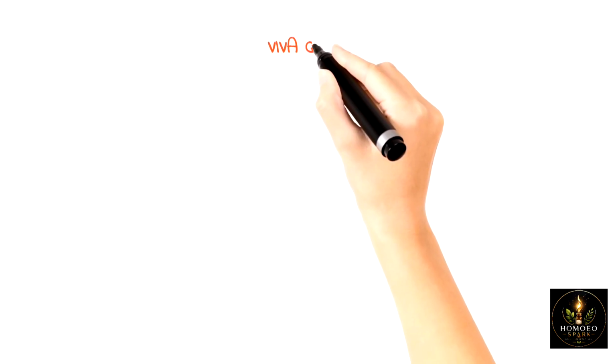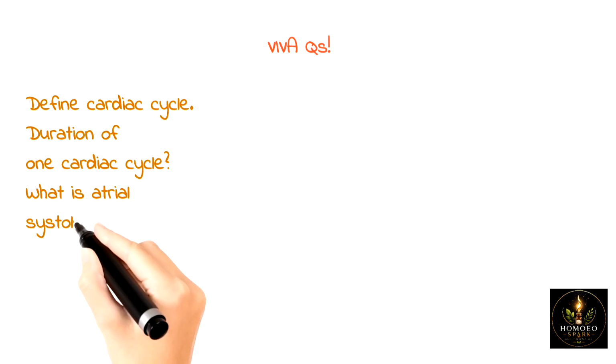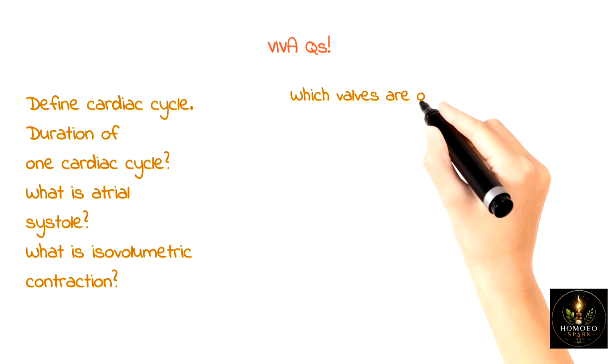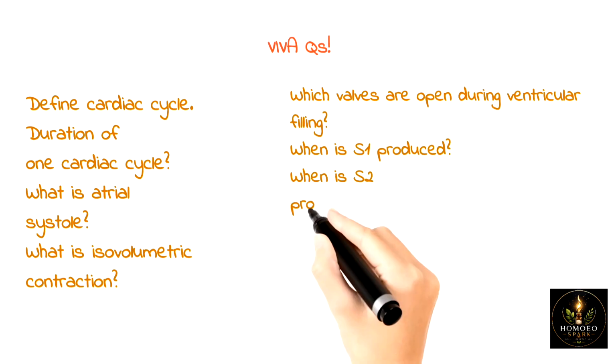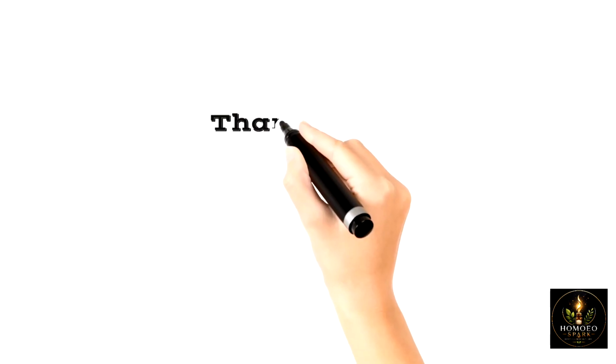Here I am providing you with the viva questions for your exams. These are important questions you should know about cardiac cycle and its duration. Also S1, S2 sounds, stroke volume, and cardiac output are most important.